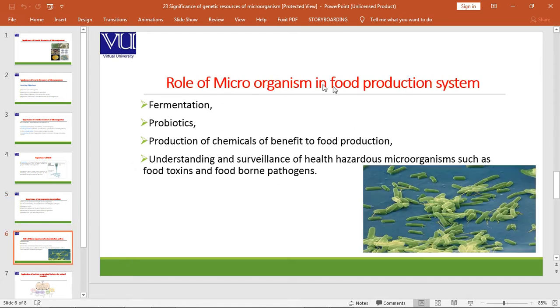Role of microorganisms in food production system: fermentation, probiotics, production of chemicals of benefit to food production, understanding and surveillance of health hazardous microorganisms such as food toxins and foodborne pathogens.